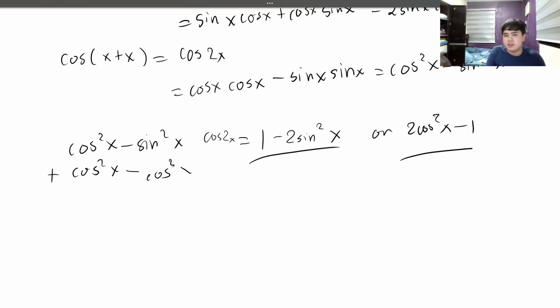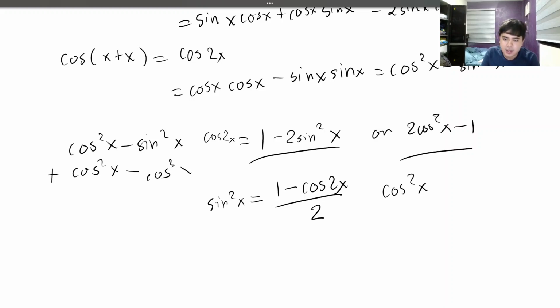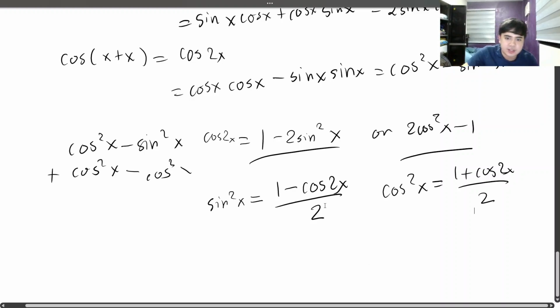From here we can isolate sine squared and cosine squared, right? So from one side, sine squared X, let's just skip the algebra for now, this is 1 minus cosine 2X over 2, right? And the other one, cosine squared X, is 1 plus cosine 2X over 2. So from sine squared X, we can therefore conclude that it is equal to this, right?